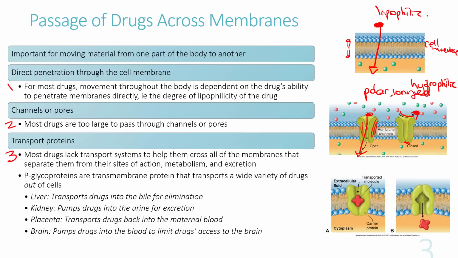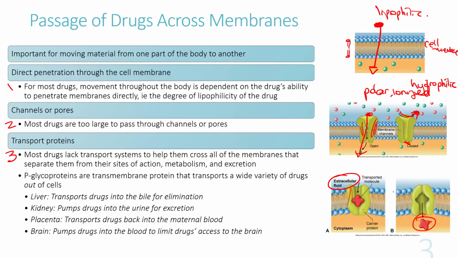A third way for drugs to cross from one side of the body to the other would be with the help of transport proteins. And so again, you can see here, this is a transport protein. You can see it's another type of integral membrane protein. And you can see over here, this molecule is transported from the extracellular fluid outside the cell into the cell. All right. Most drugs lack transport proteins to help cross all the membranes that separate them from the sites of action, metabolism, and excretion. And so what happens is they have to work via some other mechanism, which we'll talk about when we get to the pharmacodynamics part of the lecture.